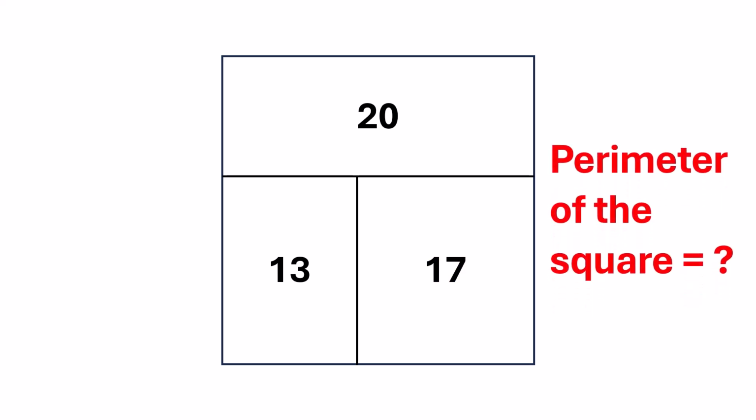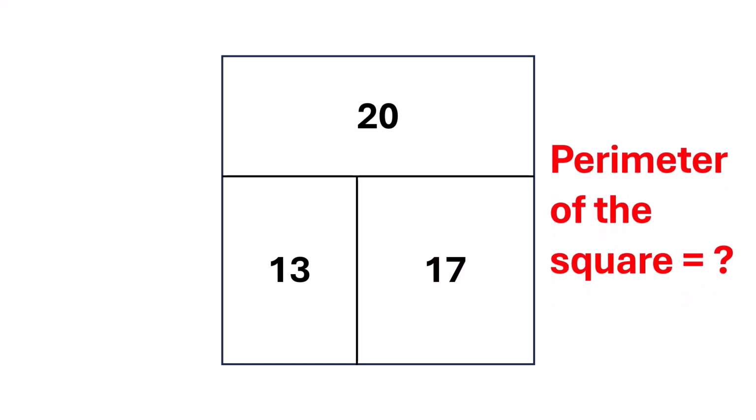We have a square that's been divided into 3 parts by 2 perpendicular lines. The top rectangle has a perimeter of 20. The bottom left rectangle has a perimeter of 13. And the bottom right rectangle has a perimeter of 17. Now, here's the challenge. Can you figure out the perimeter of the entire square?